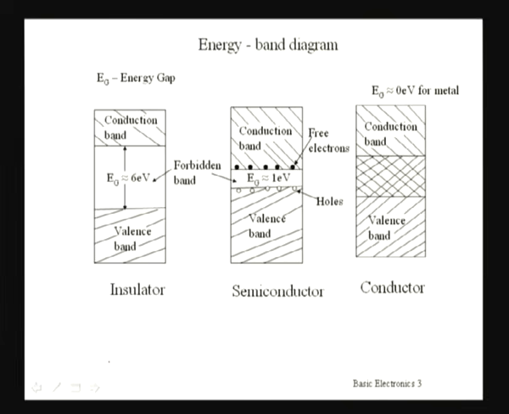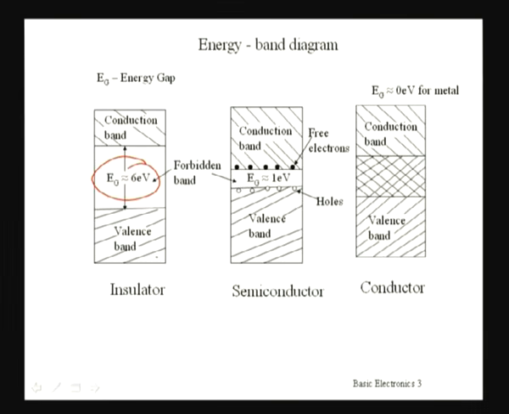Now if we consider these three, insulator, conductor and semiconductor, and see their energy band diagrams, then we find that the energy gap between the valence band and the conduction band in an insulator is very high. It is around 6 electron volt as is seen here. This energy gap is a forbidden band, and the electrons will have to acquire this much energy to become conducting and enter the conduction band.